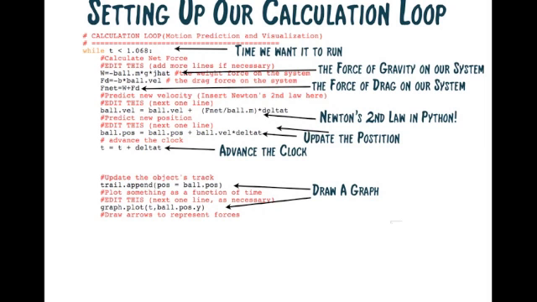This is how we set up our calculation loop in our Python program. By the way, this is VPython, otherwise known as Visual or Virtual Python. First of all, we tell it how long we want it to run. Then we show the force of gravity in the system, which we enter, the force of drag in our system. Actually, those things were already there in the template we were given. Then we put in Newton's second law of motion expressed in Python. And we tell it to update the position of the ball each time it goes through the loop, and finally to advance the clock.